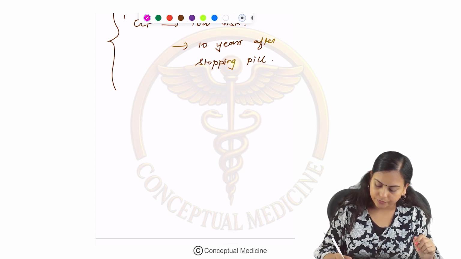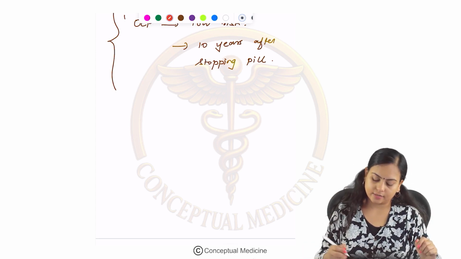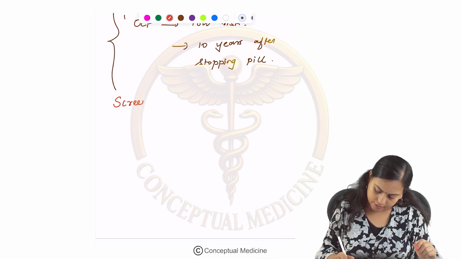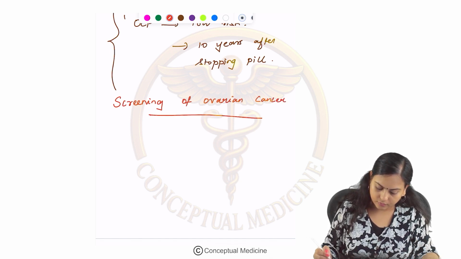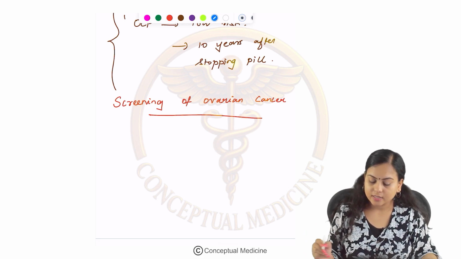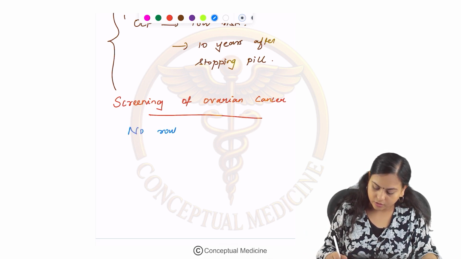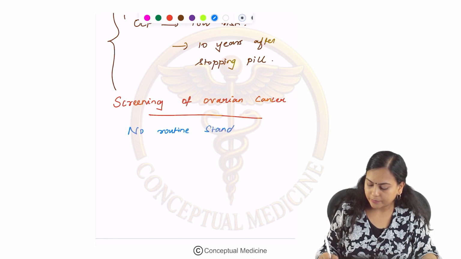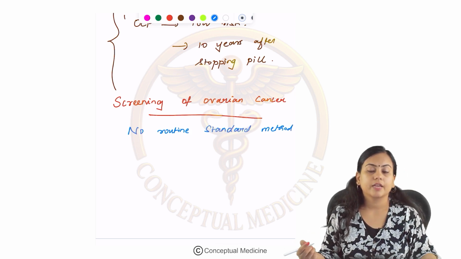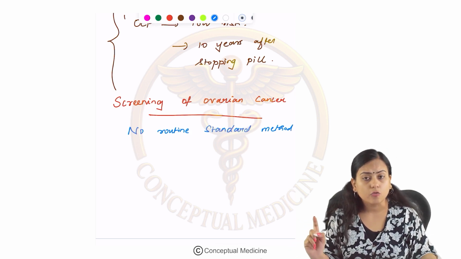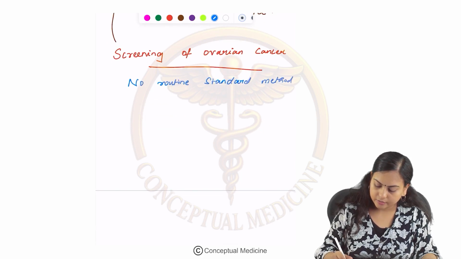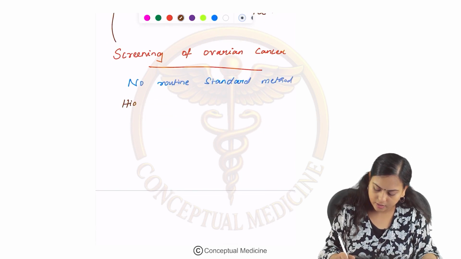Okay. Now, let's see how to screen ovarian cancer. So, screening of ovarian cancer. You have to understand that there is no routine standard method for screening. Like cervical cancer where we have pap smear, we can do colposcopy, HPV testing, like that. There is no standard method to screen ovarian cancer, right? And the detection can be needed in high risk women.